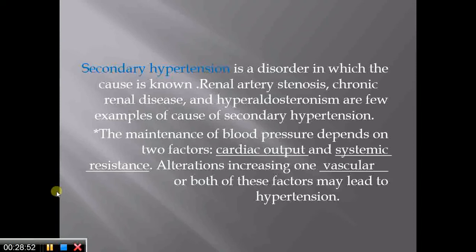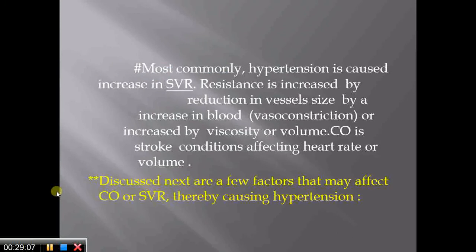The maintenance of blood pressure depends on two factors: cardiac output and systemic vascular resistance. Alterations increasing one or both of these factors may lead to hypertension. Most commonly, hypertension is caused by an increase in SVR. Resistance is increased by a reduction in vessel size, vasoconstriction, or an increase in blood viscosity or volume. CO is increased by conditions affecting heart rate or stroke volume. Discussed next are a few factors that may affect CO or SVR, thereby causing hypertension.